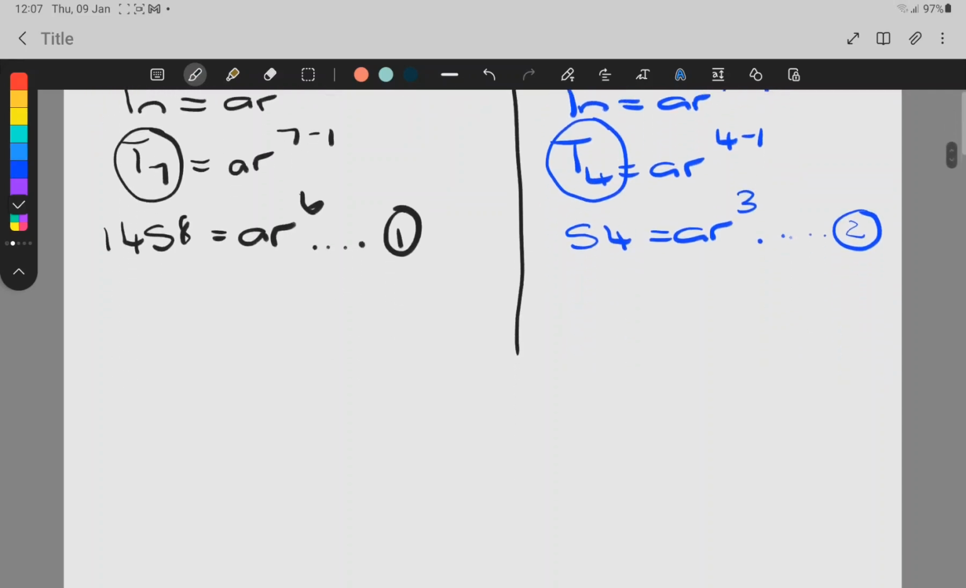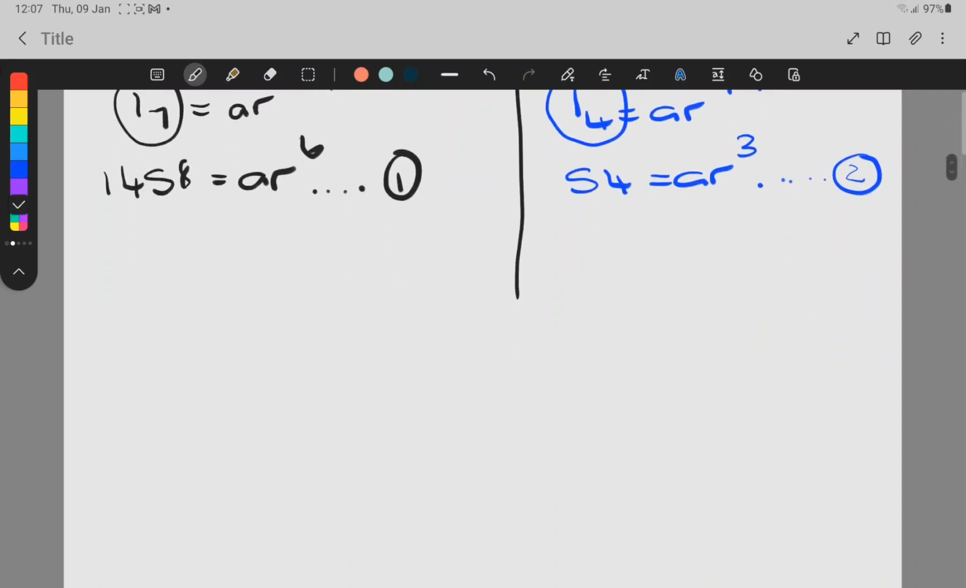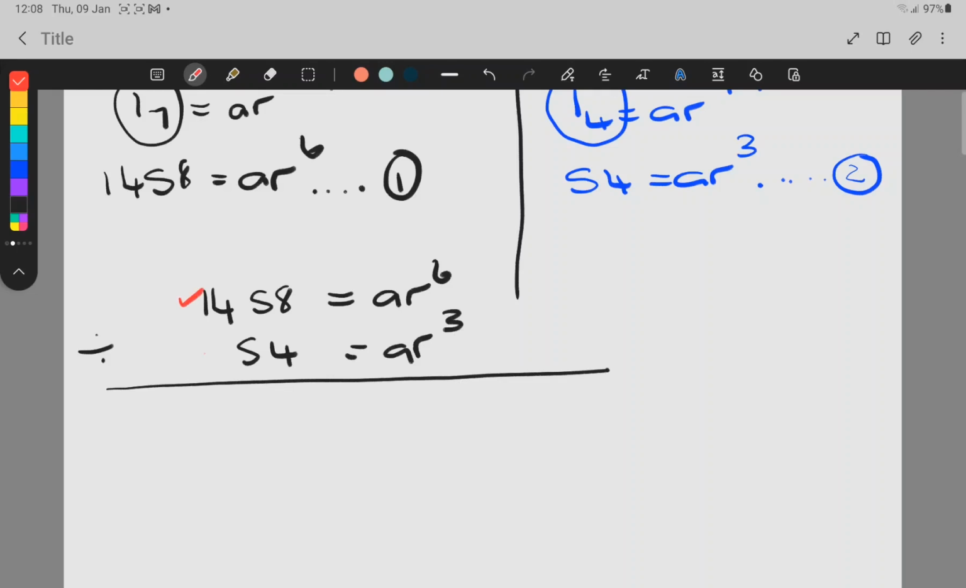So now I'm going to do simultaneous equations. Do you remember with arithmetic, we subtracted? Now with geometric, we are going to divide. So I'm going to say equation 1, I'm going to divide this by equation 2. 1458 divided by 54 will give you 27.